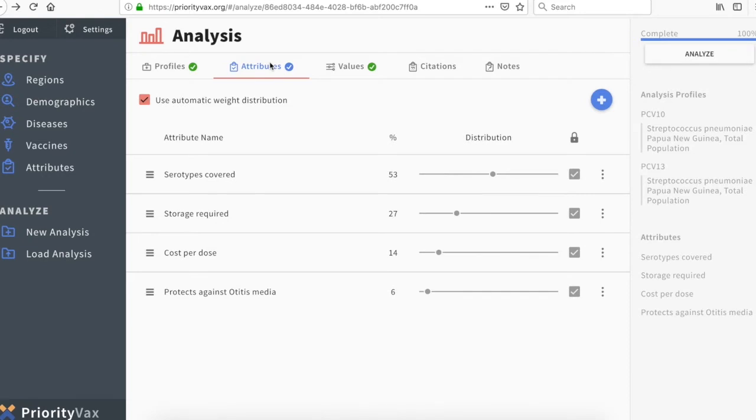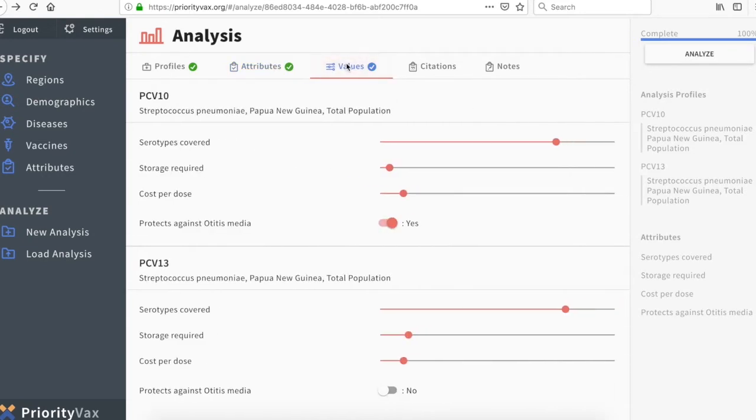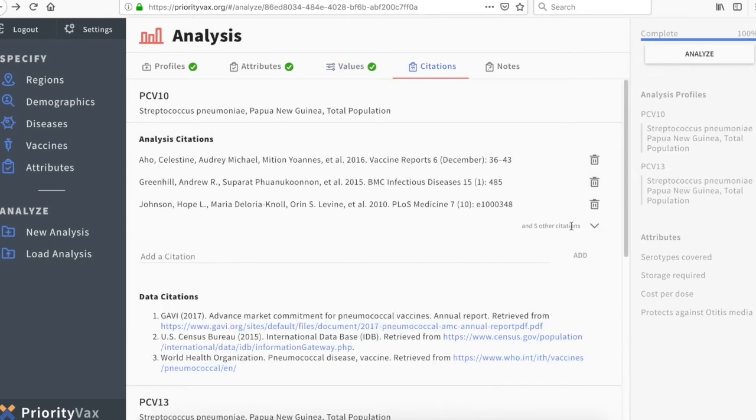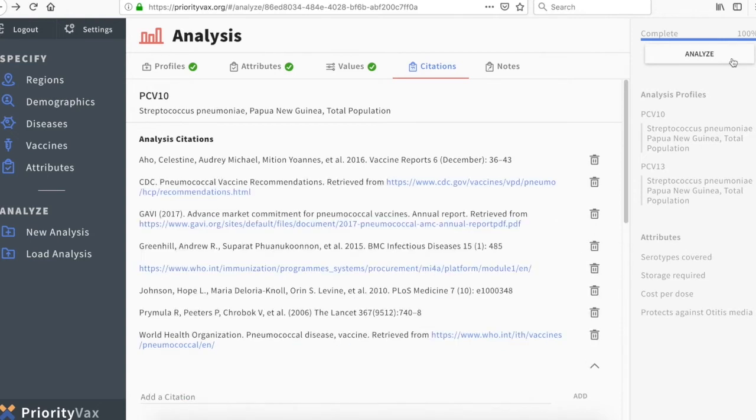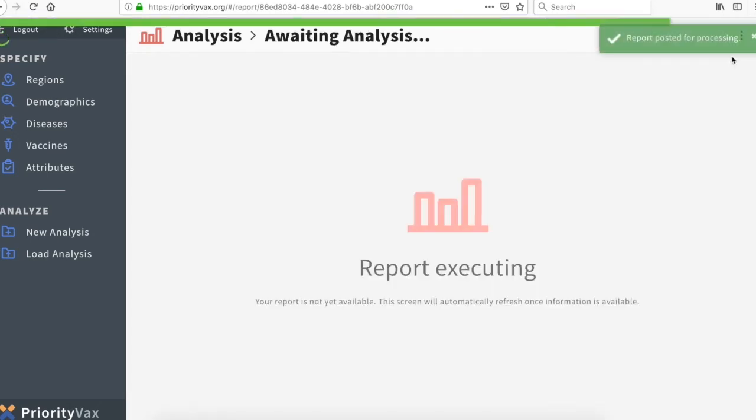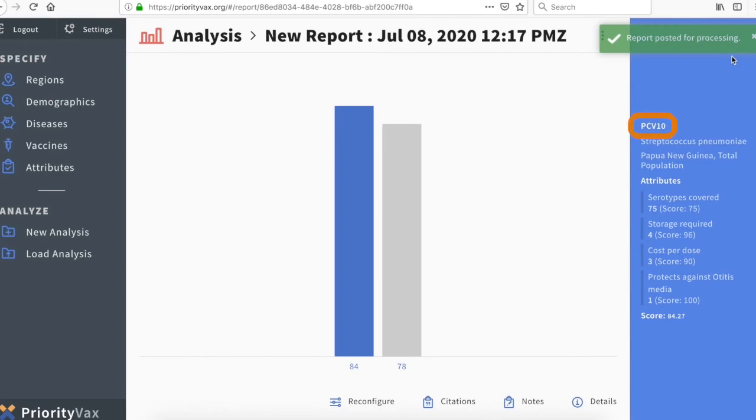We can then enter data, and in this case from literature, using simple sliders and switches. Citations from all the evidence that was used can also be entered, and these are carried through to the report generated by PriorityVax to keep a clear audit trail from the evidence to the recommendation. Using the data from the Gavi application and our selected criteria, PCV 10 would have been prioritised.